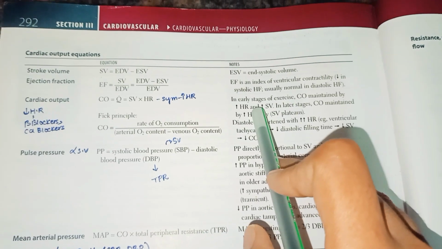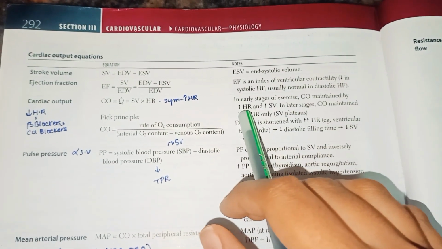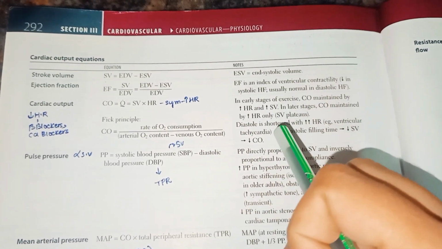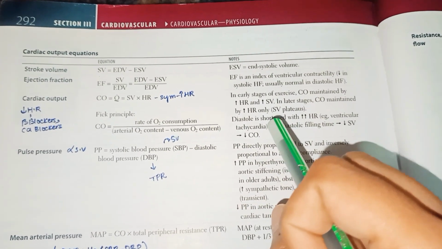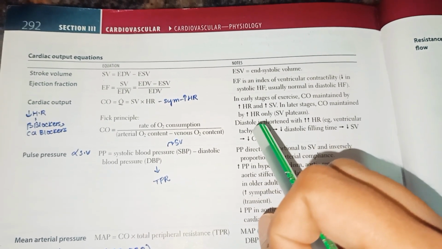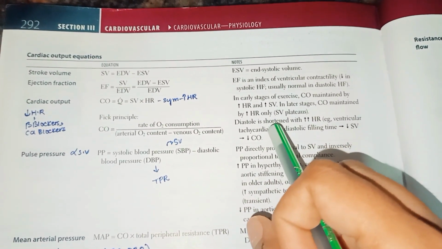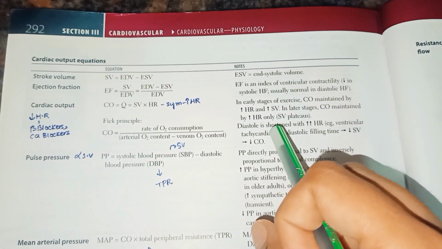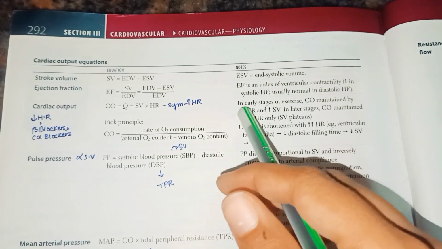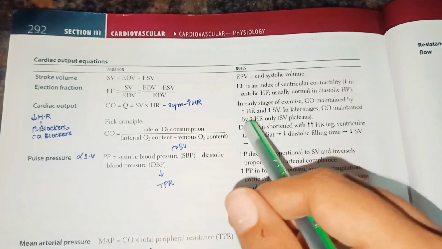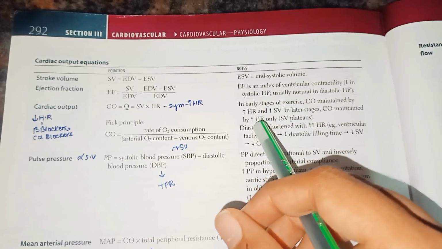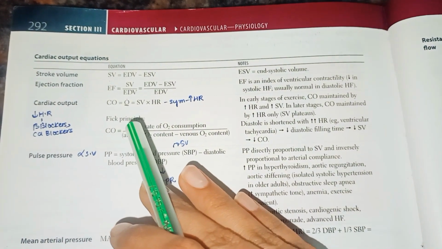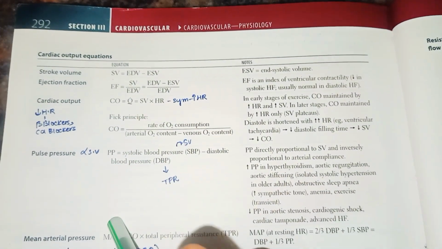Now one more thing is, in early stages of exercise, cardiac output is maintained by increasing heart rate and stroke volume. So when you are starting to do exercise, at that time both your heart rate and stroke volume are increased. In later stages, what happens is cardiac output is maintained by only increase in heart rate, but the stroke volume remains at plateau. So in the starting of exercise, there is more blood supplied to all of your body because there is more stroke volume. But later, only your heart starts to beat more rapidly, but the stroke volume is at peak. The blood is maintained normally equal in all parts of your body.